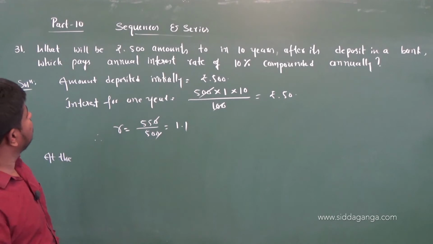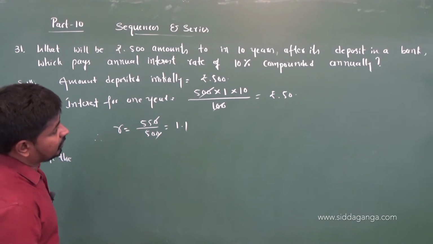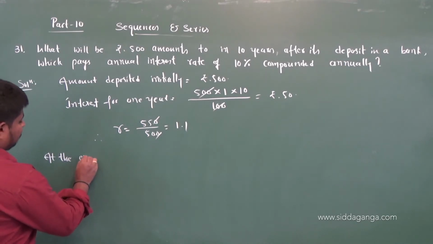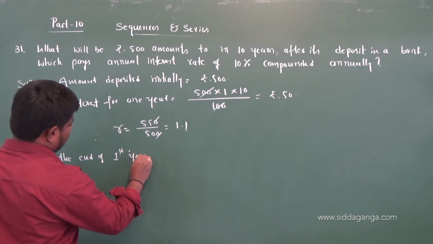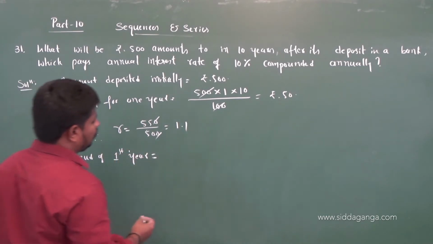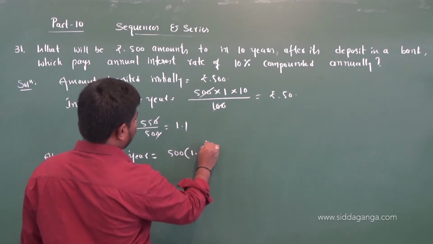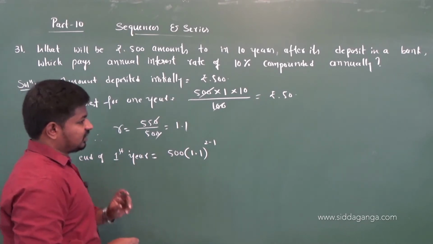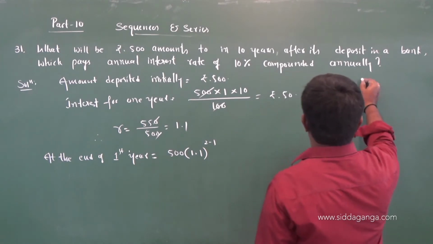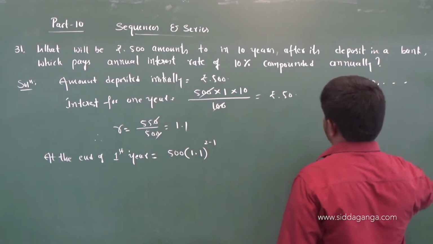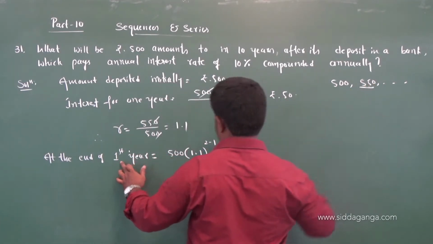So now I can write, what do you have to find? What will be rupees amount after 10 years, right? Yes. At the end of first year, you get an amount, what? 500 into 1.1 power of 2 minus 1. See, at the end of first year, in the sense, if 500 is the initial amount, it becomes the first term, 550 becomes the second term, and so on. So at the end of first year, you are going to calculate what? Second term, right?